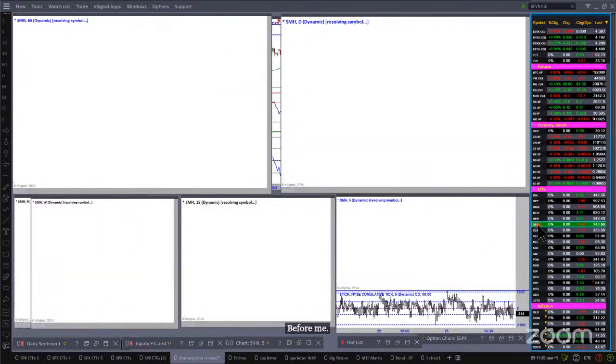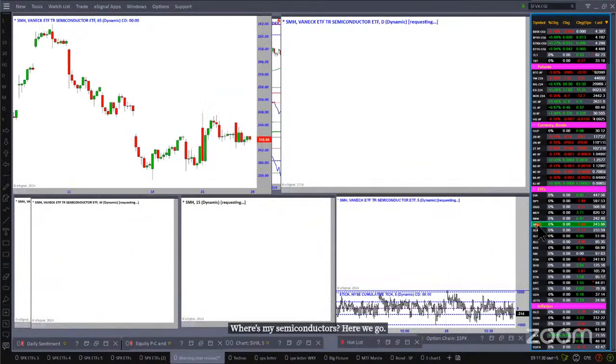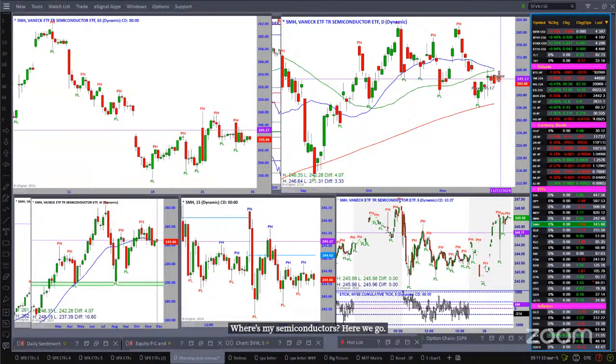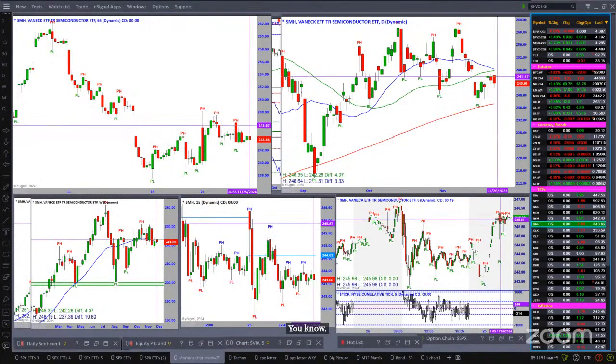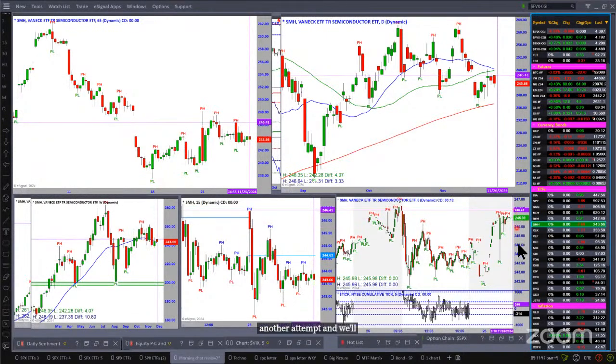Where's my semiconductors? Here we go. So it attempted, like it was going to go up, and it couldn't get going. It's just chopping around here under the moving averages, at this resistance area. It's gapping up today, another attempt, and we'll see if it can move up or whether it gets rejected again.